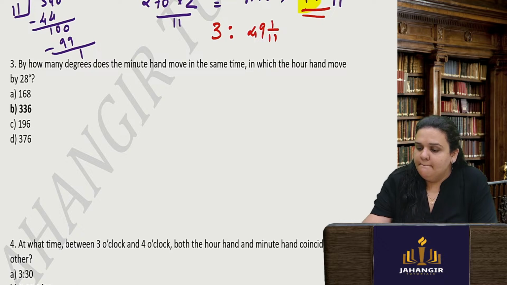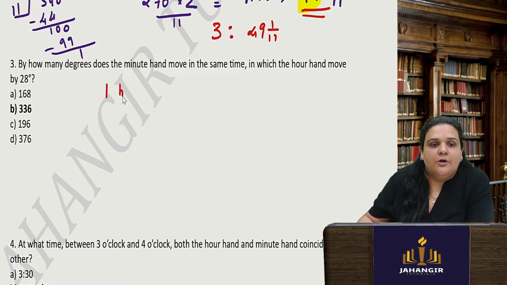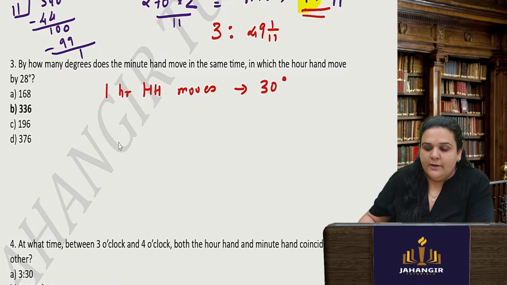Now, next question. By how many degrees does the minute hand move in the same time in which the hour hand moves by 28 degrees? So now we have to establish the relationship. I had already taught you that in 1 hour, the hour hand moves 30 degrees, and in 1 hour, the minute hand moves 360 degrees. We all know this.